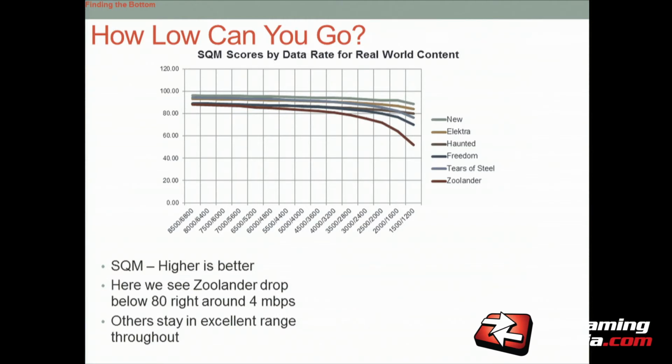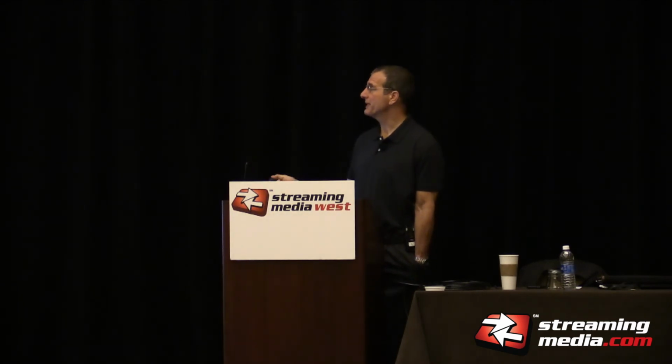And then this is SQM. This is the one we talked about where scores between 100 and 80 were all excellent. So what I see with a lot of my clients is they have 1 or 2 or 3 1080p streams. The question is, do you need them all? How low can you go from a data rate perspective and still have excellent quality? That's what this graph is telling us.